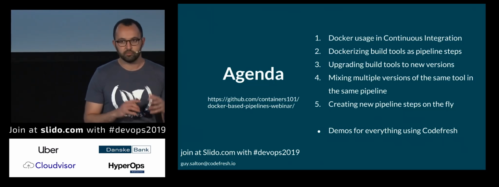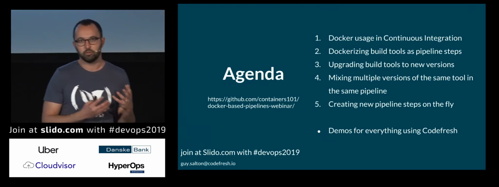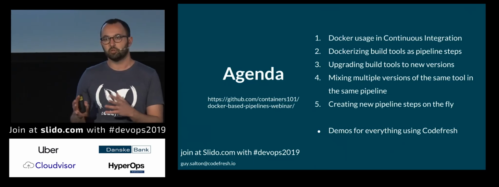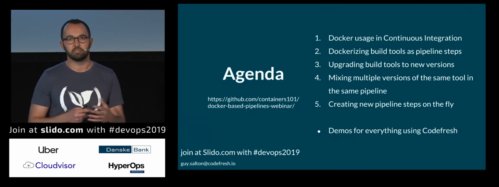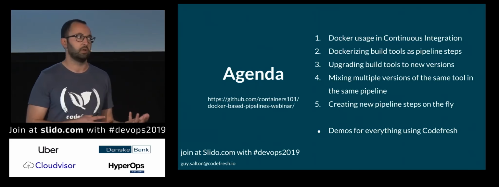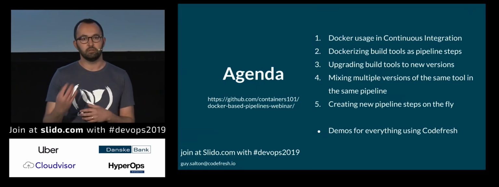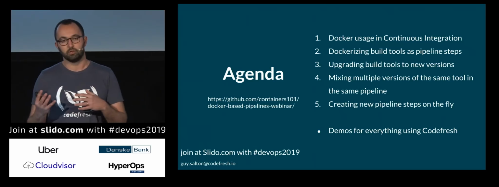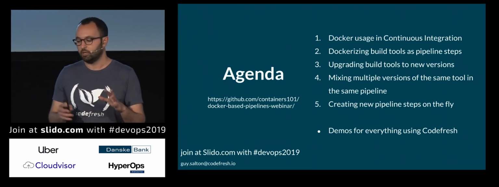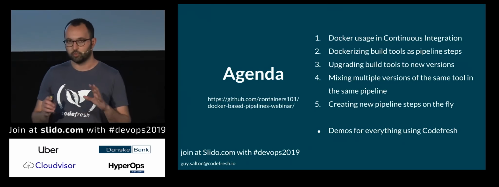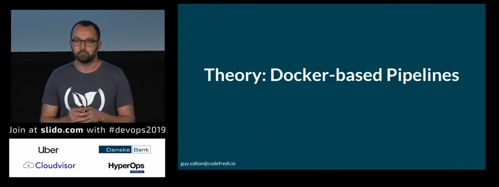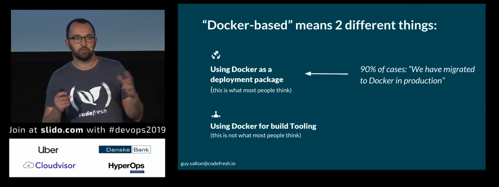So to quickly go over the agenda, we're going to see, as I mentioned, an alternative way of using Docker containers, not as deployment artifacts, but as build tooling, and then see how this new approach can help us in upgrading tools to new versions and maintaining multiple versions of the same tool without any problem. And we're going to have demos for these things as well. So let's start with the theory.